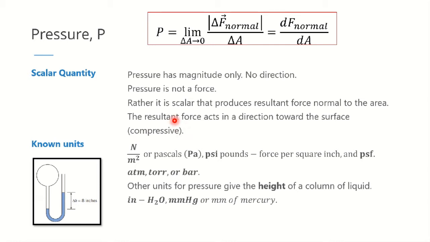Okay, so known units for pressure are Newton per square meter or Pascal. Pwede ring PSI in English, pounds force per square inch. And PSF, pound force per square foot. Okay, so meron ding pwede ring atm, torr, or bar. So yung ibang application, other units for pressure give the height of a column of liquid. So okay, pwede rin yun. Height ng column of liquid.